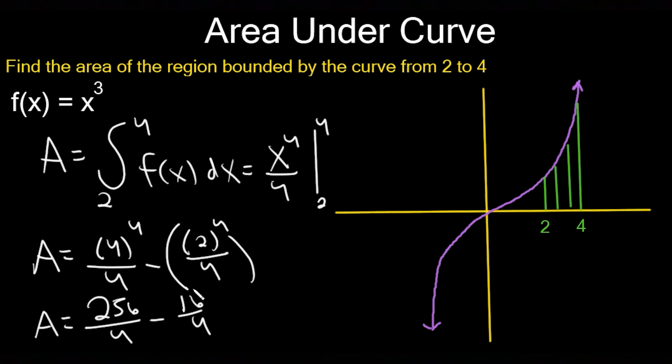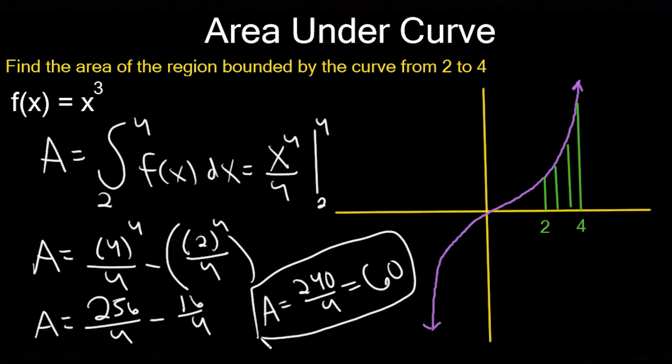And then I just have to do 256 minus 16, and that will give me 240. So area is equal to 240 all over 4. That will actually divide evenly: 240 divided by 4 gives me 60. So that's going to be my final answer here, 60. And there we go. All right, let's go ahead and try 2 more examples.